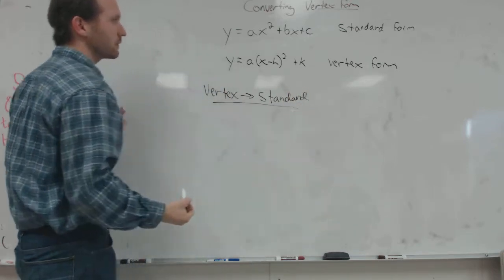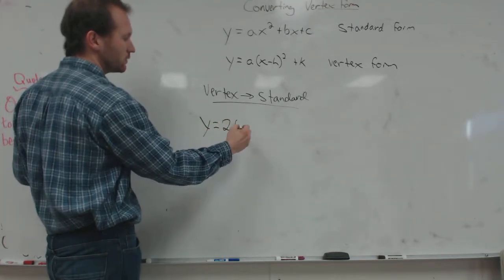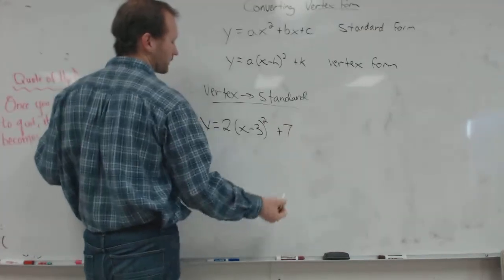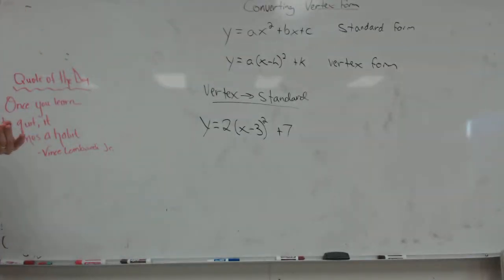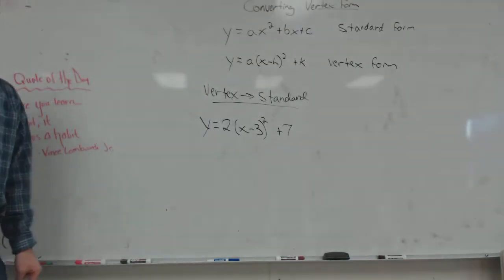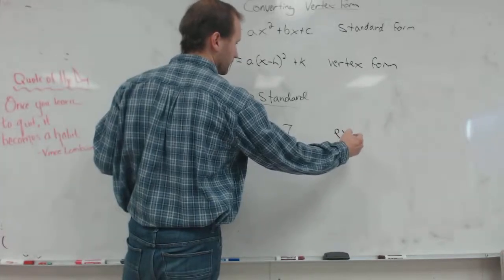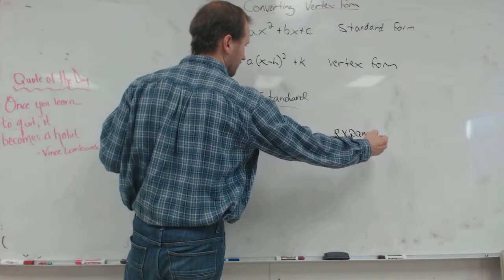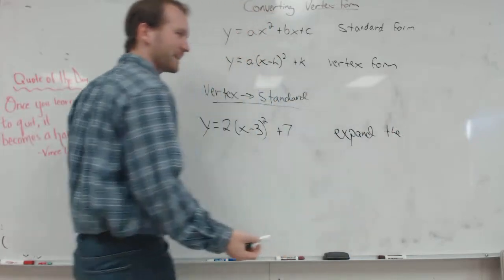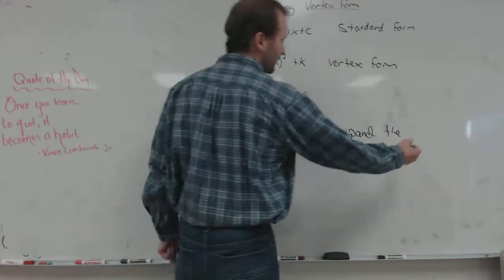So to convert from vertex form to standard form, let's do an example like this: y equals 2(x minus 3) squared plus 7. The first step is going to just be to expand that squared thing. We want to expand the perfect square.